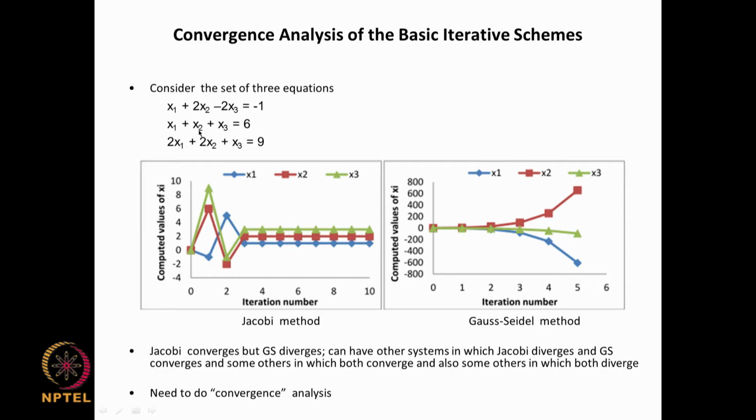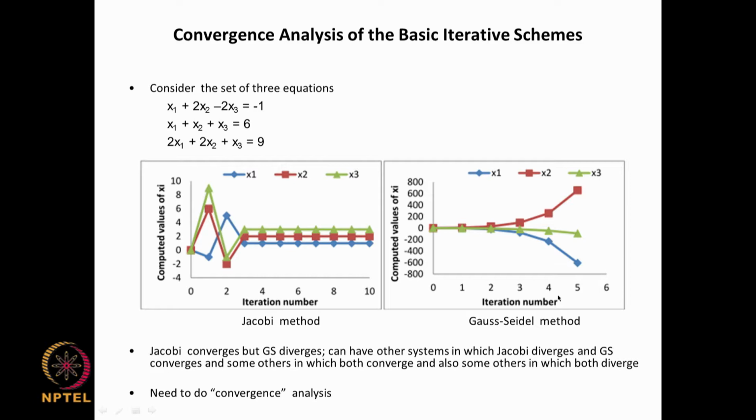So x1 plus x2 plus x3, 1 plus 2 plus 3, is 6. Again, 1 plus 2x2, that is 4, minus 6: 1 plus 4 minus 6 is minus 1, and so on. So the true solution is 1, 2 and 3 for x1, x2, x3, which we have got in a very small number of steps for the Jacobi method.